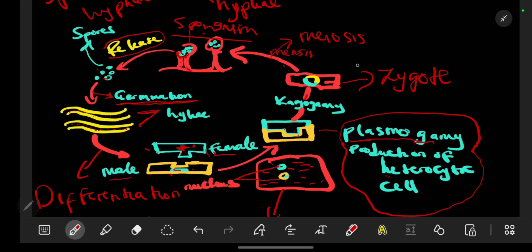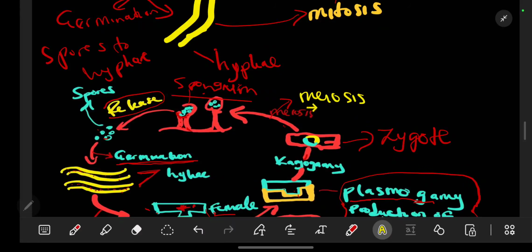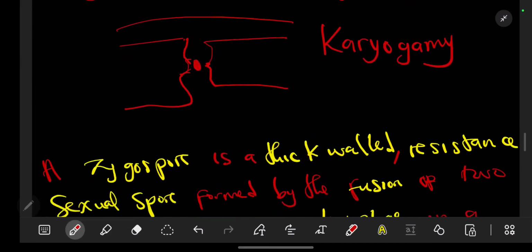Now remember, one of the effects of meiosis is that there is the production of genetically different spores. Since we are dealing with spores, there will be the production of genetically different spores. So that is the essence of sexual reproduction, and that wraps up sexual reproduction.